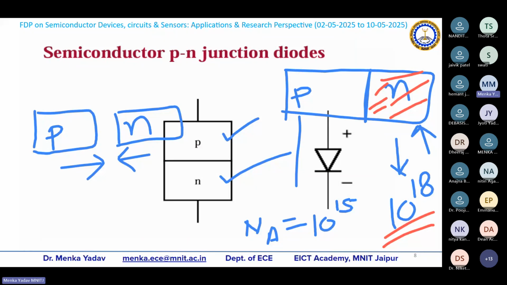Please type in the chat box. I'm waiting for your answer, please. 10 raised to power 18, which were the donor impurities, minus 10 raised to power 15, which is the acceptor impurity. What is the answer?